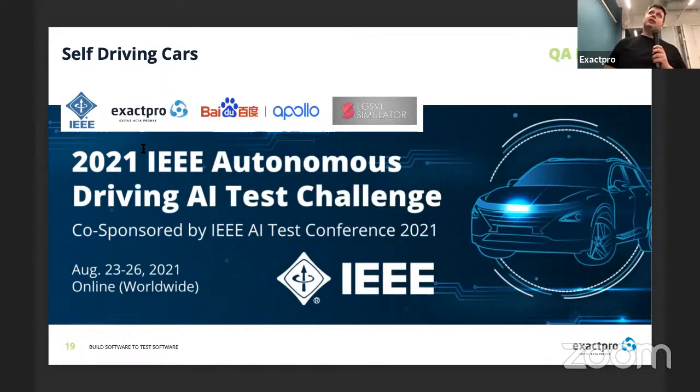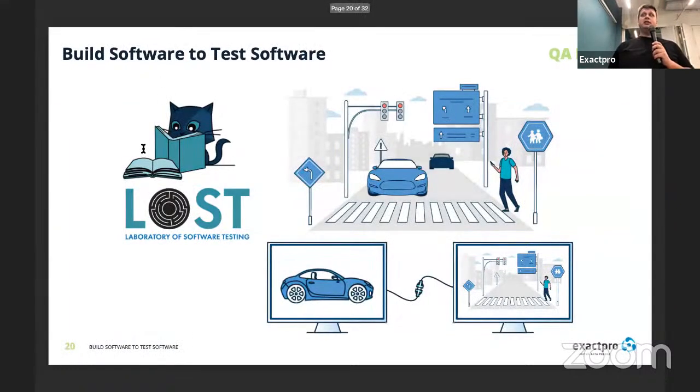Exactpro participated in a self-driving car test automation challenge. Last year, we developed a course that is available on our YouTube channel. And it was using a simulator for the road produced by LG and autonomous vehicle driving stack from Baidu Apollo. This environment represents our motto, build software to test software.